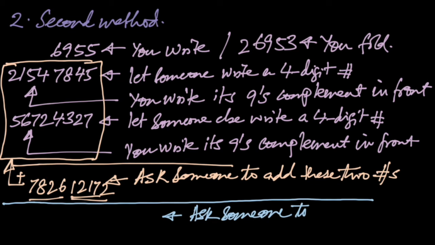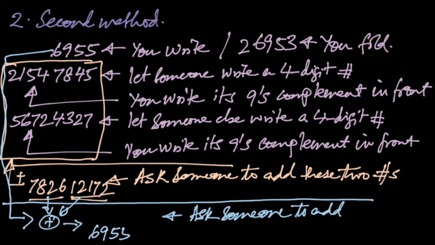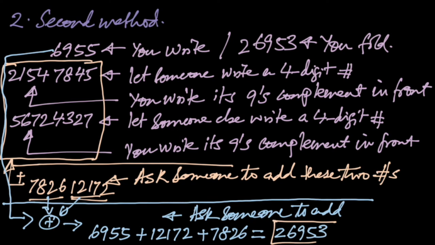Now we ask somebody to add three numbers: the original number that we wrote, 6955, plus these two parts. So now we get 26953, which is same as 26953. So this completes the video.